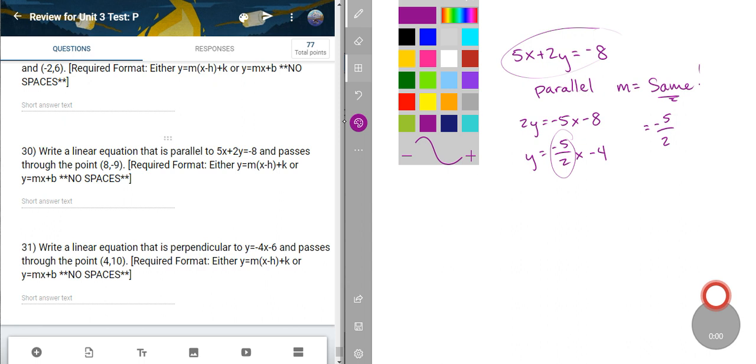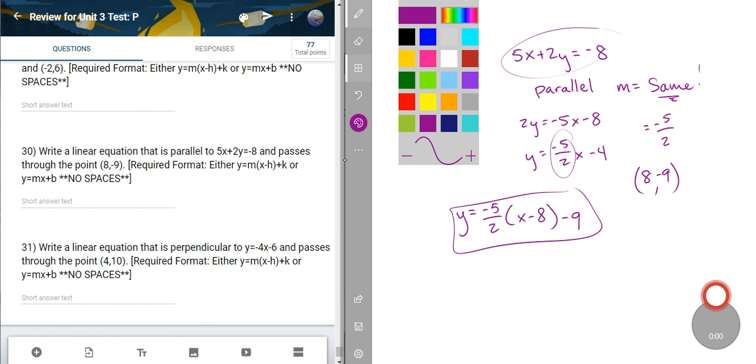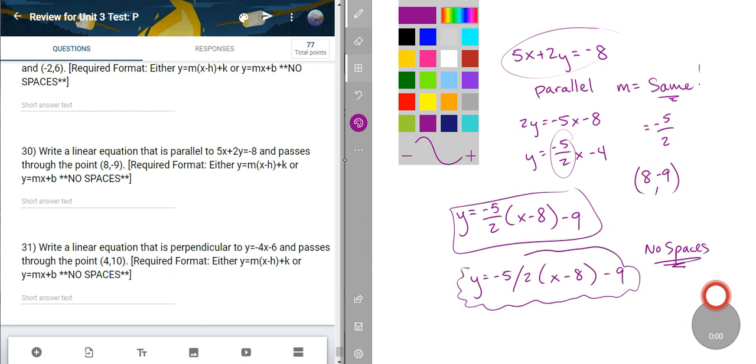And now I have a coordinate point over here, 8, negative 9. And that's just an h comma k. So I got y equals negative 5 halves x minus h plus k, and we are done. How are you typing this into the computer? Let's just double check that. Y equals negative 5 slash 2 open parenthesis x minus 8 close parenthesis minus 9, no spaces. Keep in mind the whole time through here we got no spaces when you're typing these into the answer key on the Google form.